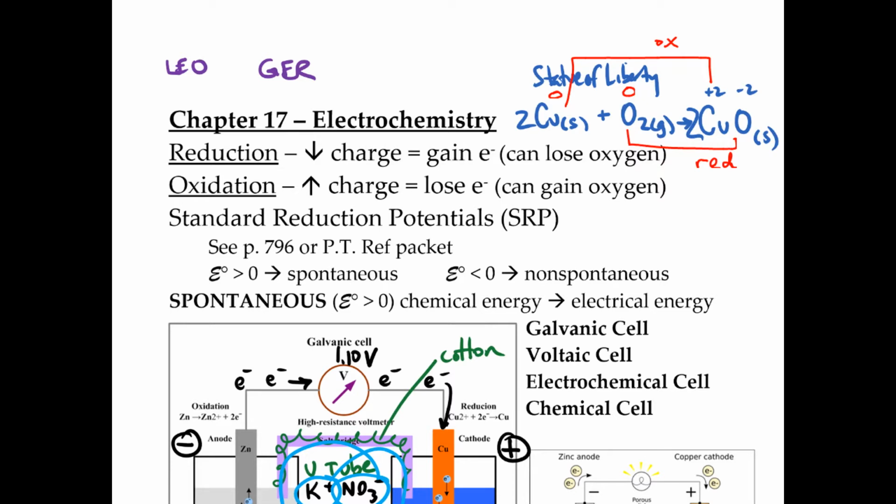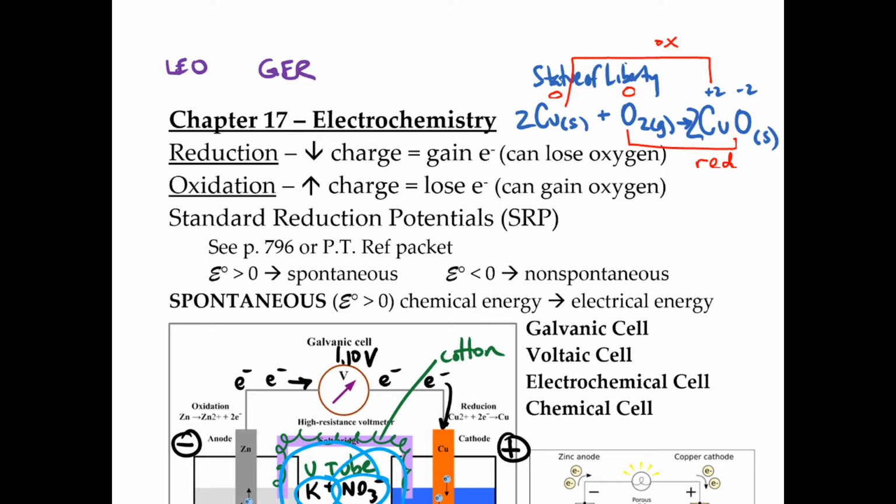So the actual foolproof definition is that reduction means you gain electrons, which means that your charge goes down. You could possibly lose oxygen, but that's not guaranteed. Oxidation means your charge goes up, which means you would lose electrons, and you could gain oxygen. A nice thing to remember is Leo the lion says GER: lose electrons, oxidation, gain electrons, reduction.